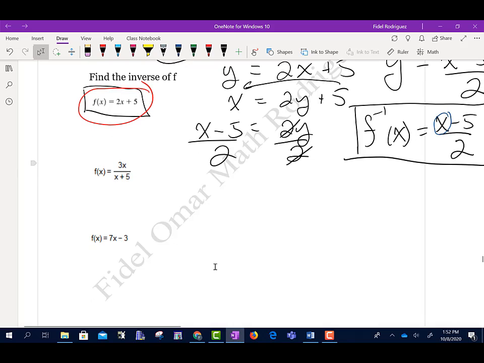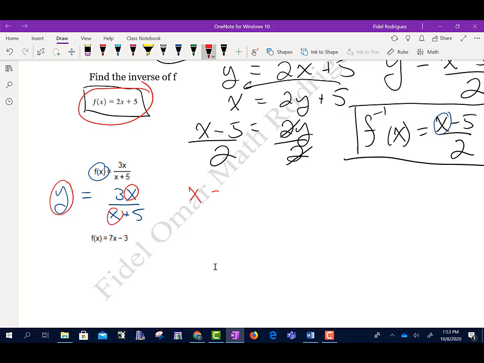All right, so let's come back over here. Let's see if we can do the same thing for this particular problem we got here. Number one, instead of me writing f of x, I'm going to write y. Y equals 3x over (x plus 5). Step number two, we're going to switch the x and the y, okay? So I'm going to write x is equal to 3y over (y plus 5), okay? All right, now we're going to solve for y.